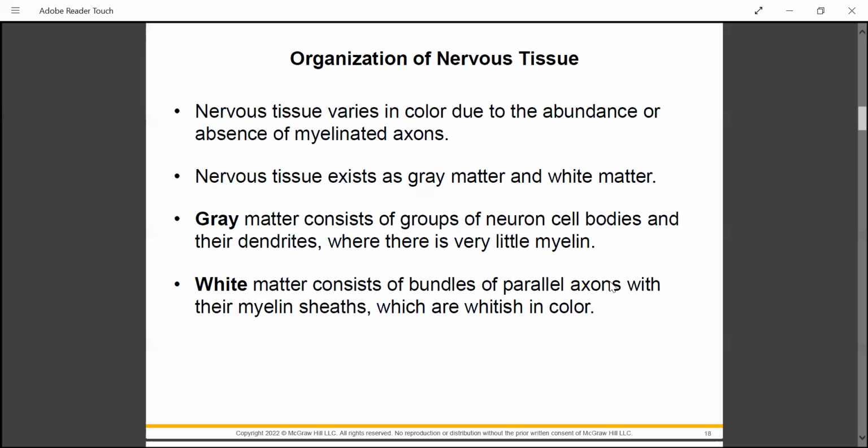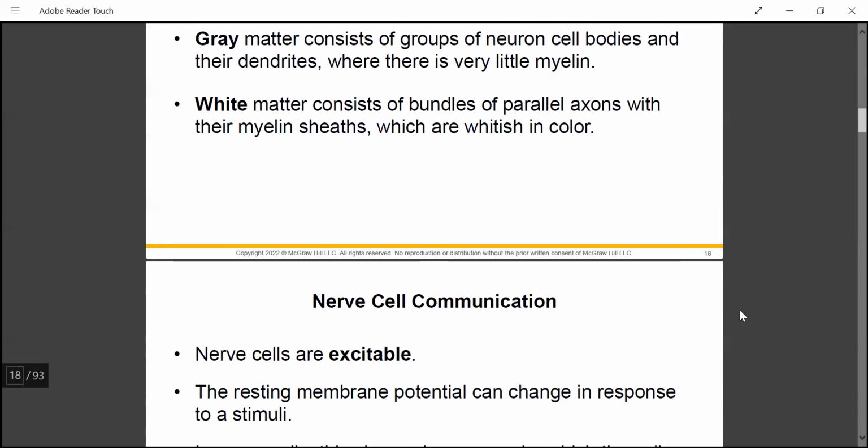All right, so when we look at nervous tissue, it shows up kind of like two different colors because of having myelin. So gray matter is going to be unmyelinated. It's typically going to be our cell bodies and their dendrites, whereas our white matter is going to be mostly our myelinated axons, which give it that white color. So when you think gray matter, think cell bodies and dendrites. When you hear white matter, you should be thinking axons.